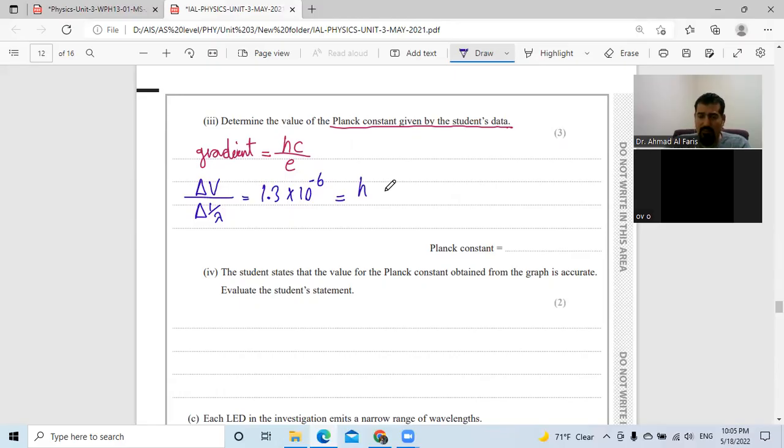To Planck constant that we want to find out, multiplied by speed of light, which is 3 times 10 to the power of 8, divided by what? Divided by E, which is 1.6 times 10 to the power of negative what? -19. Let's do cross multiplication and find out how much is the value of H. Use the calculator, multiply this by 1.6 times 10 to the power of -19 and divide by the speed of light. How much is your value of Planck constant?